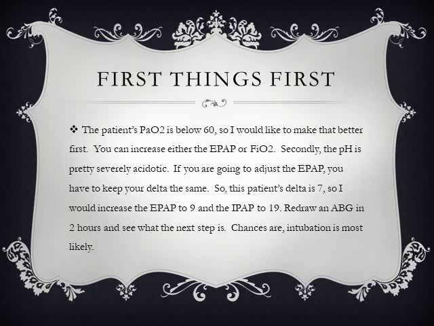The pH is pretty acidotic. If you're going to adjust EPAP, you also want to adjust the IPAP as well. On most BiPAP machines, you subtract your EPAP from IPAP, and that's your delta P. So in this case, the delta P is 7. Let's say you increase the EPAP to 9, and you want to have a bigger delta P. I would push the IPAP to like a 19 or something. If they can still tolerate it, let's draw an ABG in an hour or two and just see what's going on. For something like that, they may or may not end up intubated. It just depends on certain things like their chest x-ray and fluid balance and things like that.